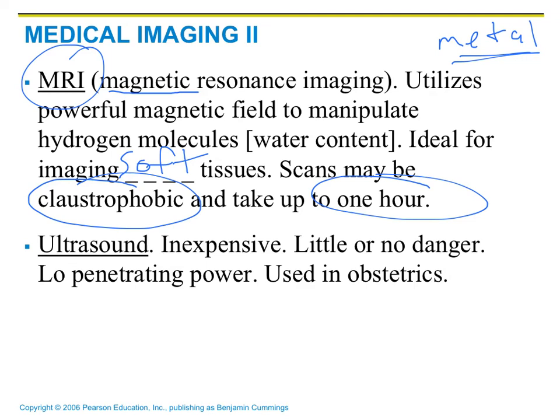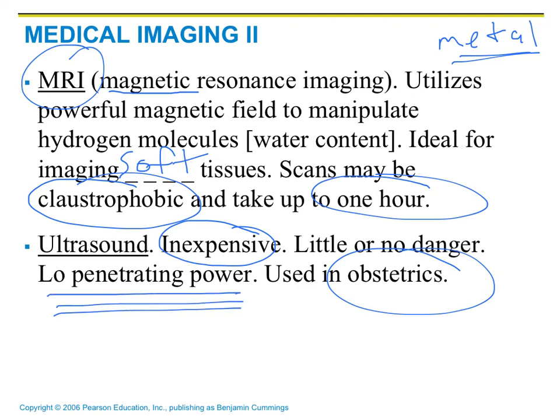The fourth type of imaging technology mentioned here is the ultrasound, which is the most inexpensive. You would find these in a doctor's office pretty commonly. Certainly there's no radiation. They're used in obstetrics for a woman who is pregnant. You don't get as clean an image, however, as you do with some of these other technologies.